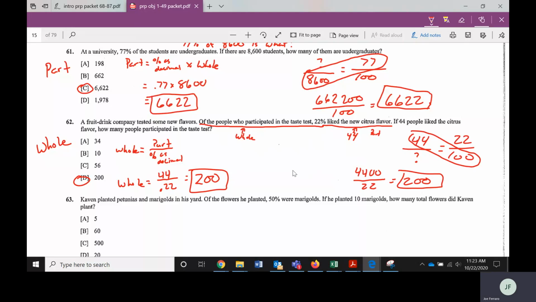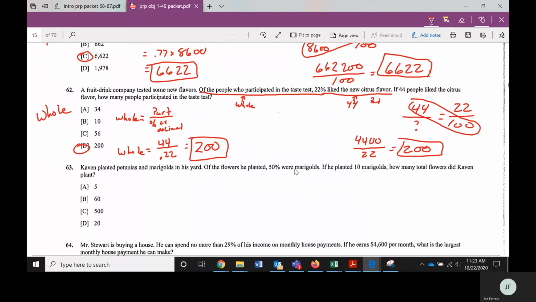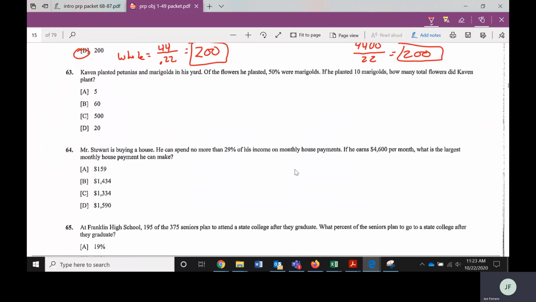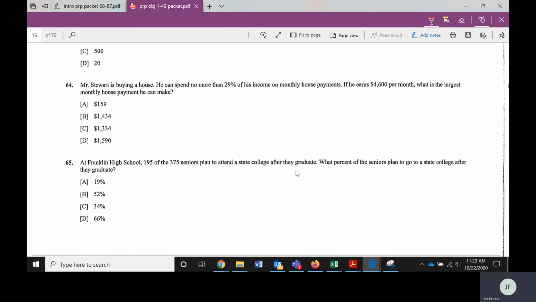Again, we're not going to do every problem here, but we're going to find some key ones to do. 63, I think we'll skip. It's a little easier, so you can try that one later. Let's look at 64. Mr. Stewart is buying a house. He can spend no more than 29% of his income on monthly house payments. If he earns $4,600 per month, what is the largest monthly house payment he can make?